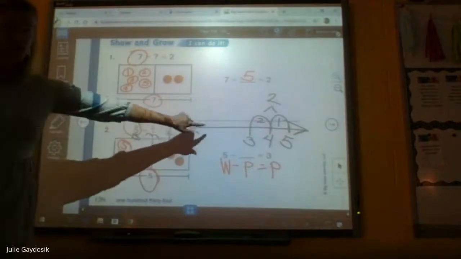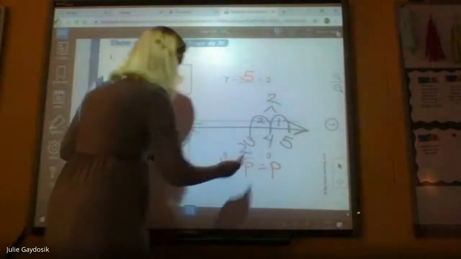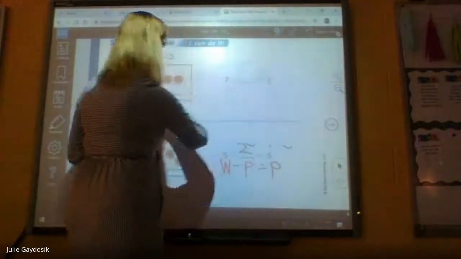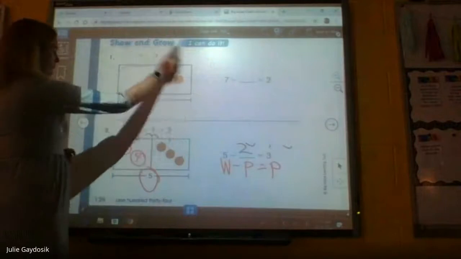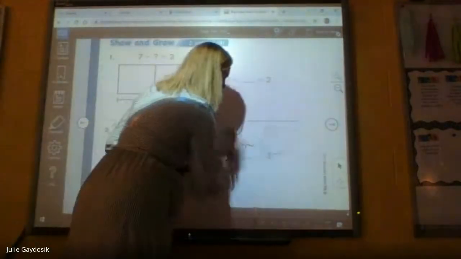I think this is easier than this. 5 minus 2 equals 3. Okay? But you can always count on with this, filling in the part whole or this missing number chart.